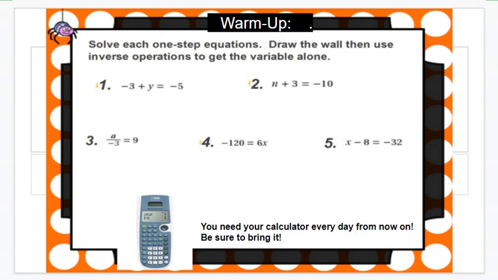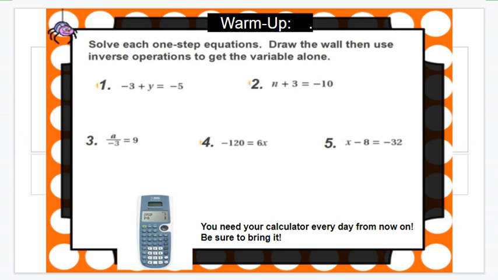Let's do a warm-up to review how to solve one-step equations. Solve each one-step equation, draw the wall, then use inverse operations to get the variable alone. There's 5 problems. Go ahead and write these on your paper and use what you remember from last year to solve and get the variable alone.